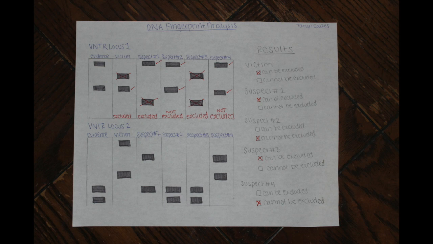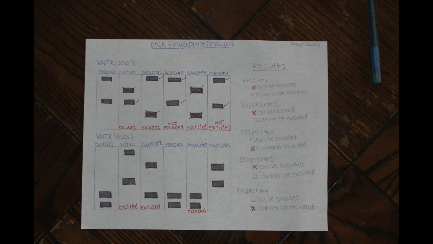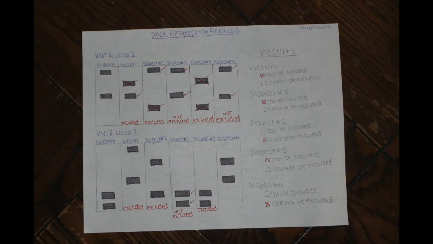Next, you look at the second locus. The victim and suspect 1 have already been excluded by the first locus. Suspect 2 again has matching alleles, meaning he cannot be excluded here either. Although suspect 3 has 2 matching alleles at locus 2, she has already been excluded by locus 1. Suspect 4 has no matching alleles, so she can be excluded here.